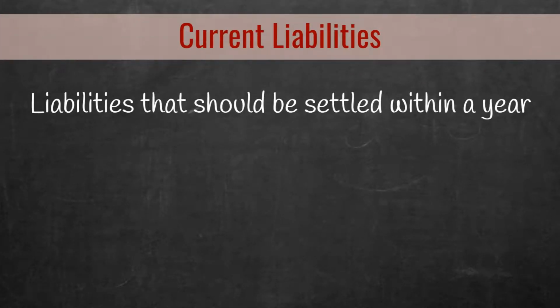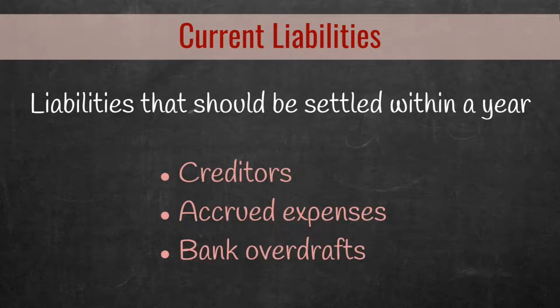Current liabilities are the liabilities that should be settled within a year. So these are short-term liabilities of a business. Creditors, accrued expenses, bank overdrafts are some of the current liabilities. Who are creditors? Creditors are the credit suppliers of the business. The business owes to the creditors because creditors have sold goods on credit to the business.